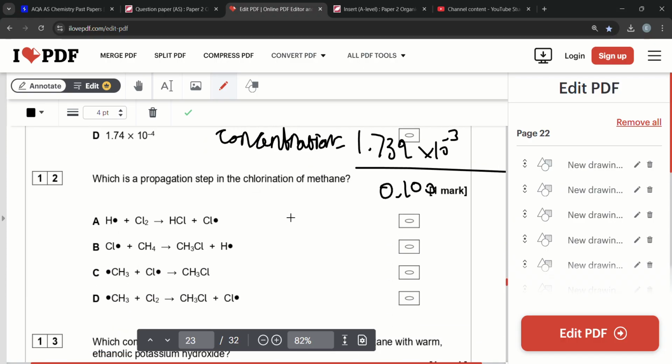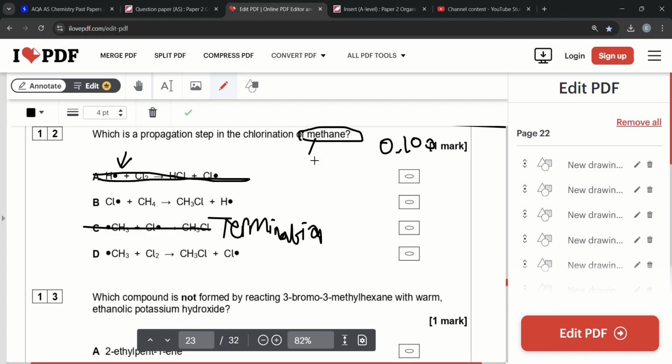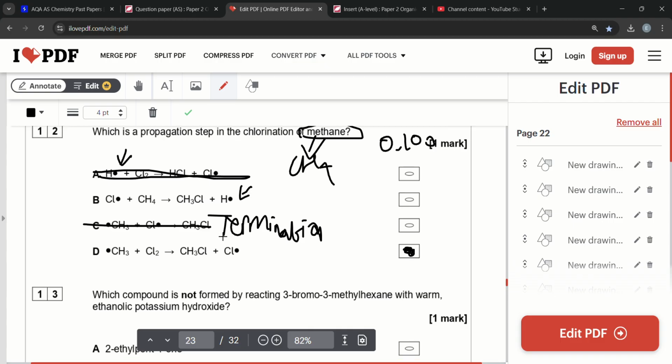Which is a propagation step in the chlorination of methane? Already I can eliminate that one because that's a termination step. I'm looking for a propagation step. When have you ever seen a hydrogen free radical? That's incorrect. So it's between B and D. What is methane? CH4. The answer is D, because in B we form the hydrogen free radical, which we're not supposed to form.